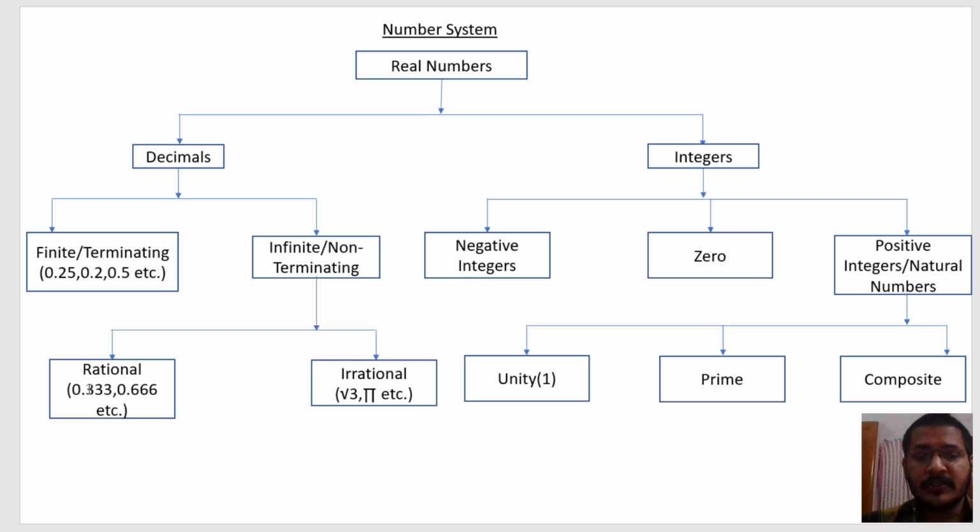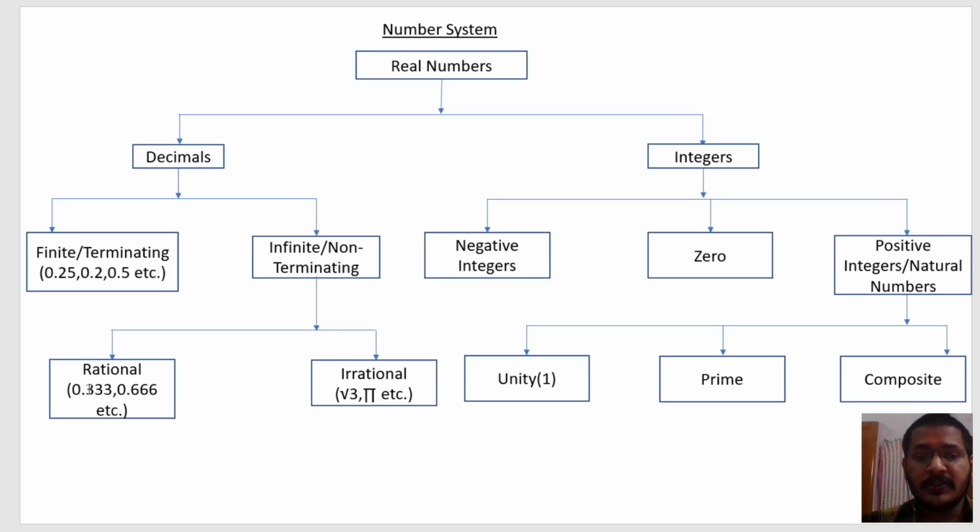Now we have integers. What are integers? Negative integers, 0, or positive or natural numbers. The negative integers are obviously -1, -2, -3, etc. 0 is obviously 0, and positive or natural numbers are those like 1, 2, 3, and so on.